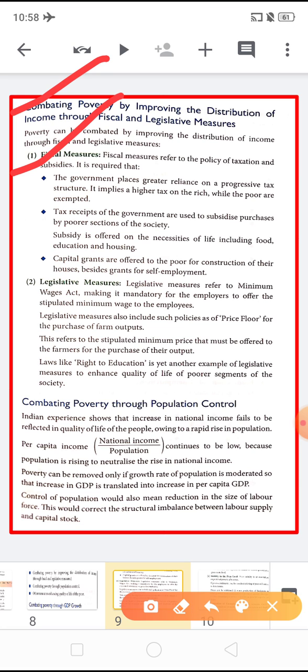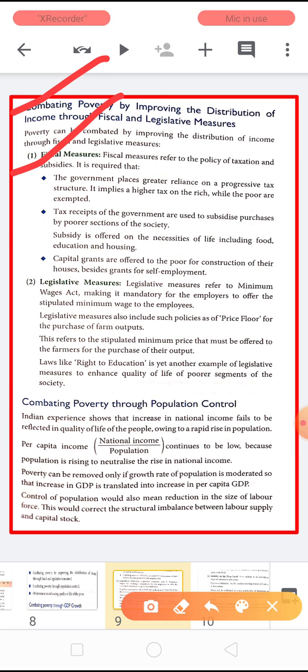Where the first one is reducing the inequalities of income and wealth. So in that basic objective, the government is trying to impose heavy taxes on the richer sections, by assuming that the paying capacity of the richer sections is good, and whatever tax is collected will be spent on the welfare of the poor sections.